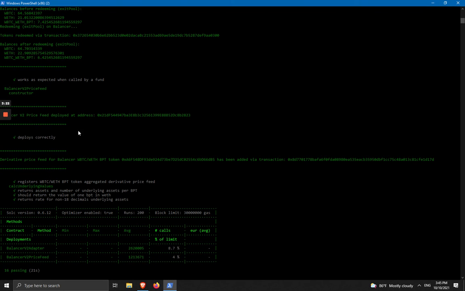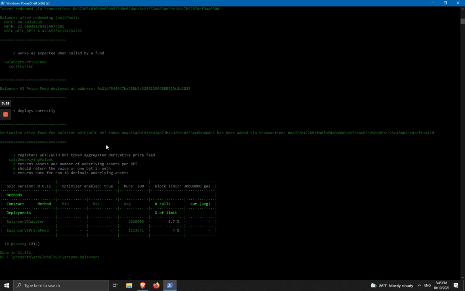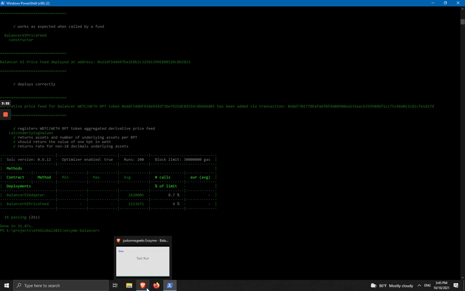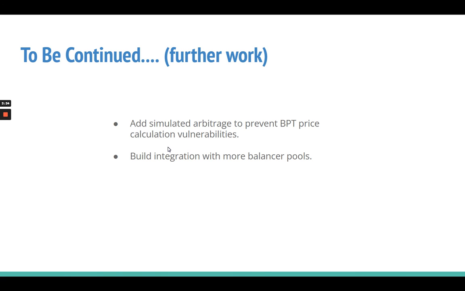And next we test our price feed, which calls on Enzyme's Chainlink price feed as its primitive price feed. And concluding our test, we move on to future work.